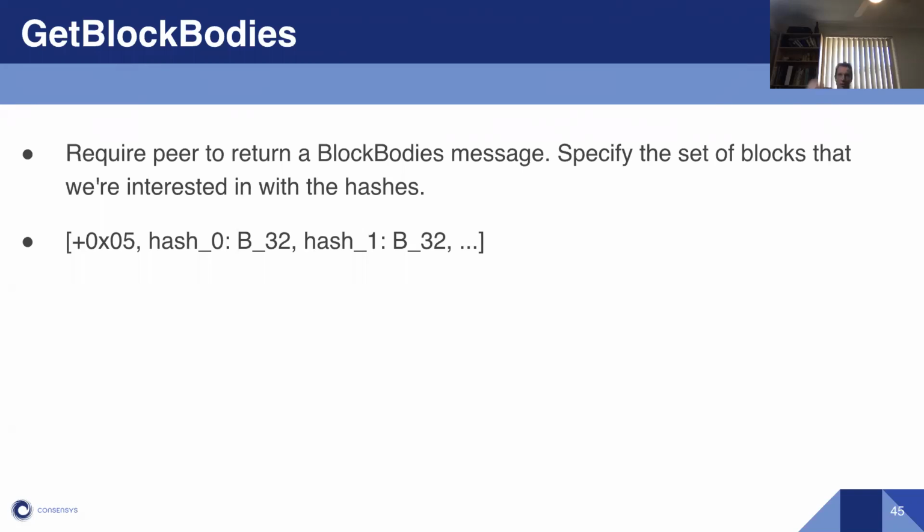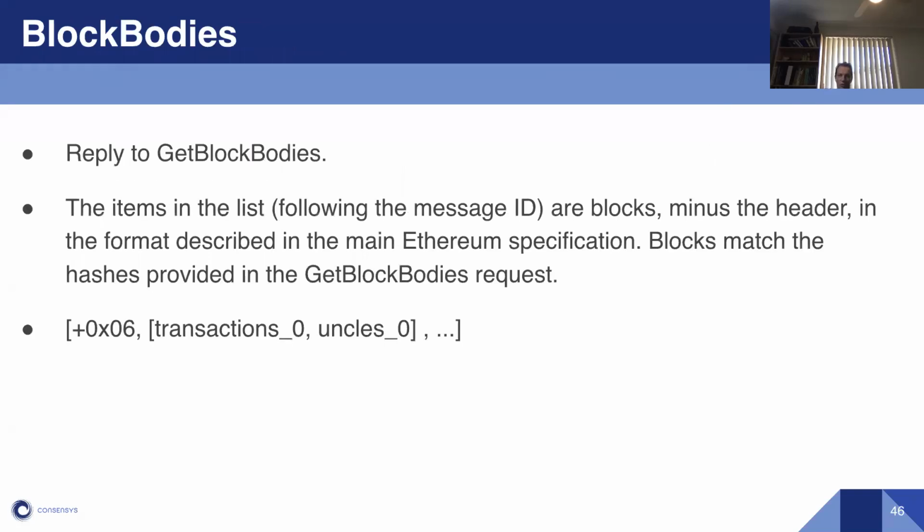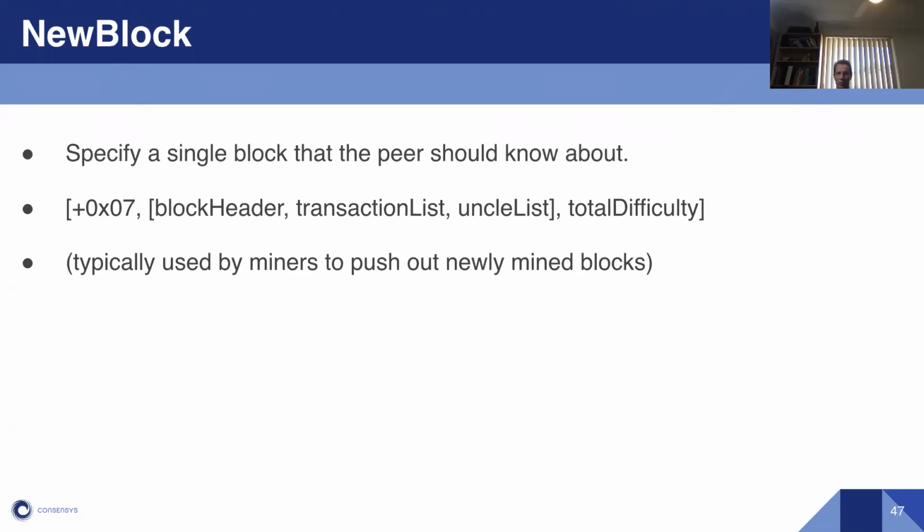So again, the block bodies are the response to the GetBlockBodies message. And unsurprisingly, it includes the list of blocks without the header, because it's expected that you would have already done that. The way you're getting the bodies is you've already asked for the block headers first. NewBlock is another one of the promiscuous type methods that's used to push new blocks out onto the network. So it's not in response to anything, it's just pushing those new blocks out onto the network.